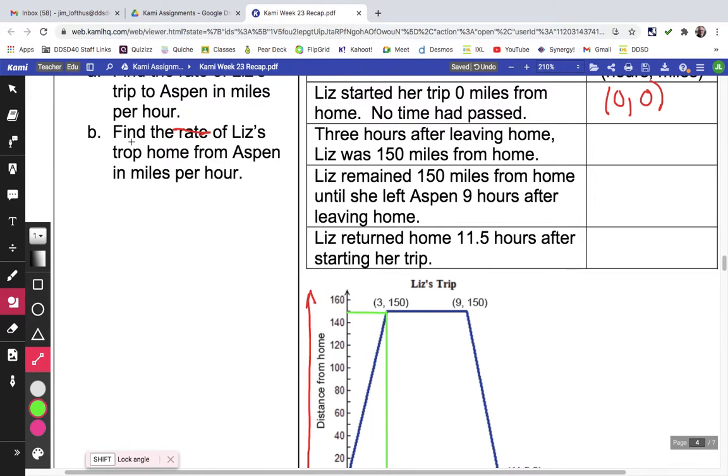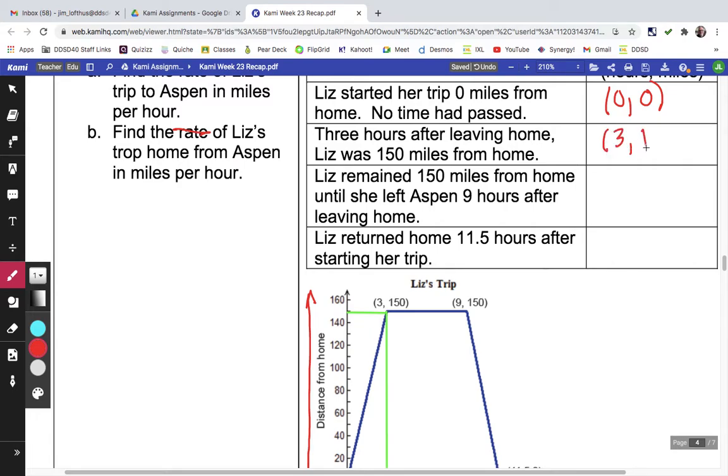So we have to think about both of those, both 3, which is the first number, that's hours after the beginning of the story, and 150, which is miles from home. And then it doesn't really say what happened here, but for some reason Liz stayed in the same place, or at least didn't get any farther or away from home or closer to home for the next 6 hours. So that's from hour 3 to hour 9, which is 6 hours. So Liz remained at 150 miles from home until hour 9. So then that's the point 9, 150.